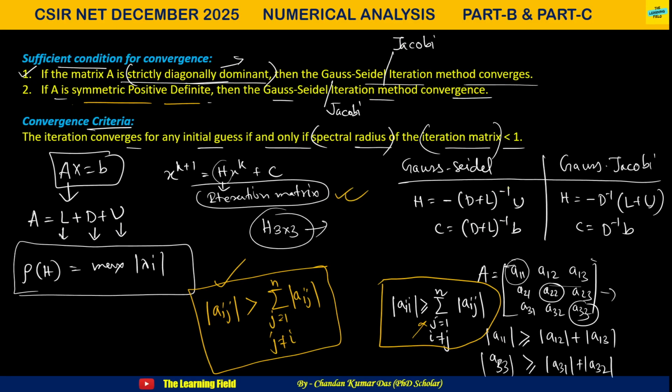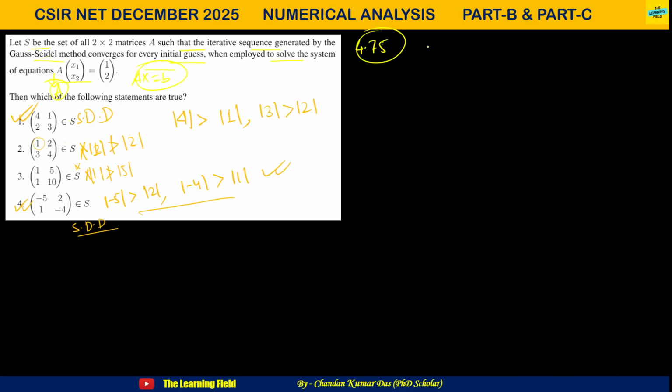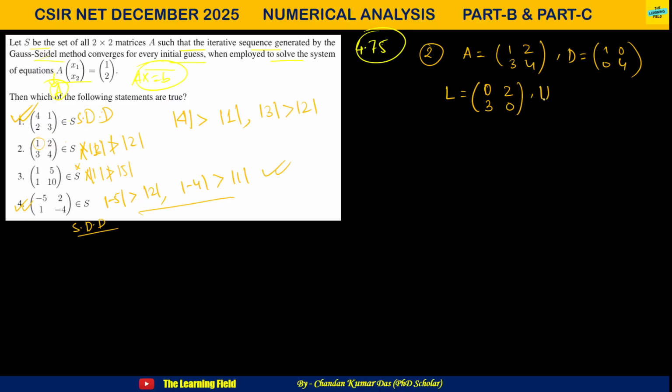That is, we have to calculate the iteration matrix. Now for the Gauss-Seidel method, this is the iteration matrix scheme. So we have to find D, L, and U first. So if we write here for option 2, suppose it is given that A is equal to 1, 2, 3, and 4. Therefore, D is simply the diagonal matrix with 1 and 4, 0, 0. Then the lower triangular matrix L is equal to 0, 0, 3, 0. And the upper triangular matrix U is equal to 0, 2, 0, 0.